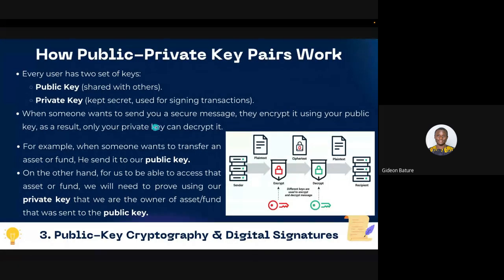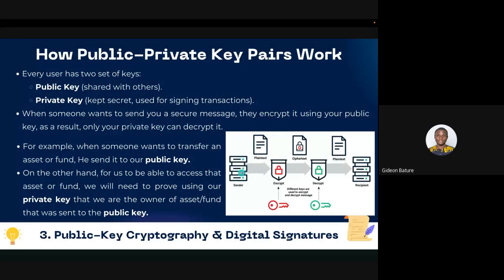Yes. So when someone wants to send you a secure message, they encrypt it using your public key. As a result, only your private key can decrypt it. For example, when someone wants to transfer an asset or fund, he sends it to our public key, of course. On the other hand, for us to be able to access that asset or fund, we will need to prove using our private key that we are the owner of the asset or fund that was sent to the public key. So, do you understand? Do you guys understand the scenario? How it works?